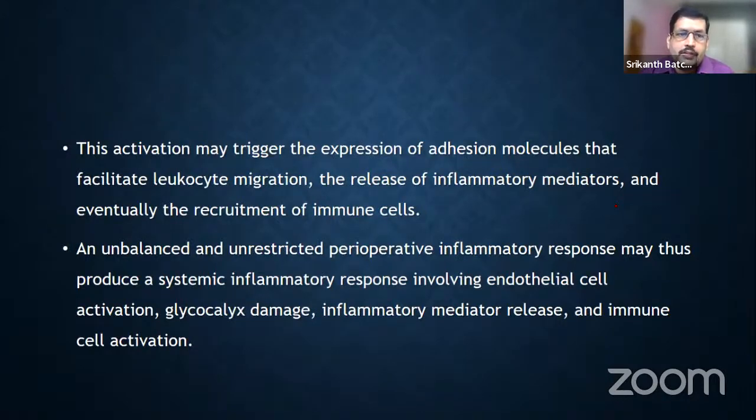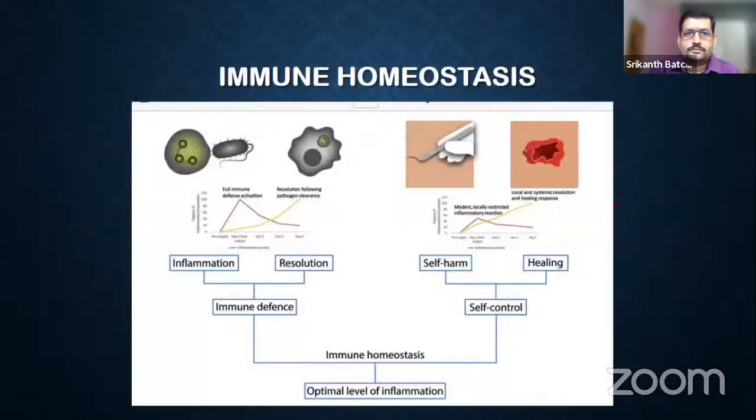The problem comes when there is a lack of balance in this response. An unbalanced and unrestricted perioperative inflammatory response may produce a systemic inflammatory response involving endothelial cell activation, glycocalyx damage, inflammatory mediator release, and immune cell activation. So this is the homeostasis we were talking about in the past few slides. If you look at the left one, that is in response to a pathogen or an infection. We all know a severe sepsis can cause a full-scale immune activation. The latest definition of sepsis also covers that.